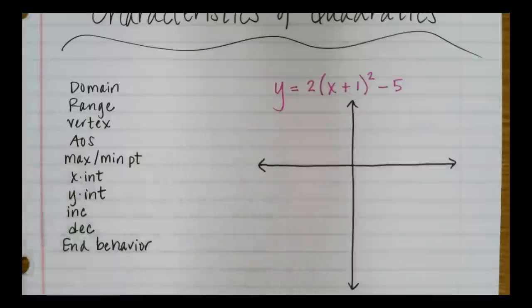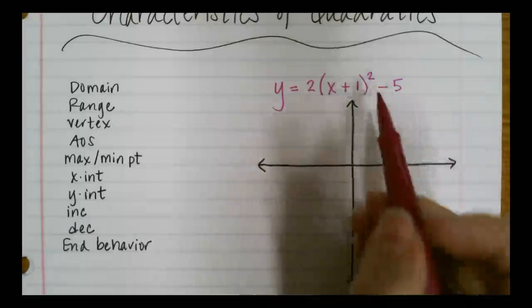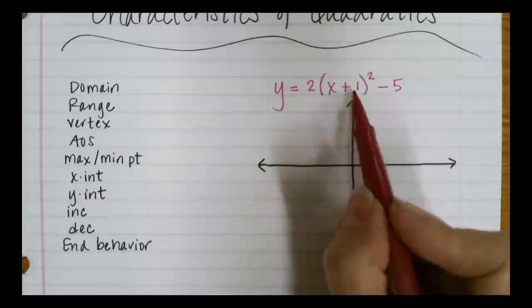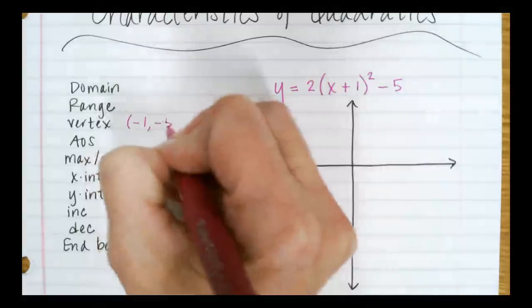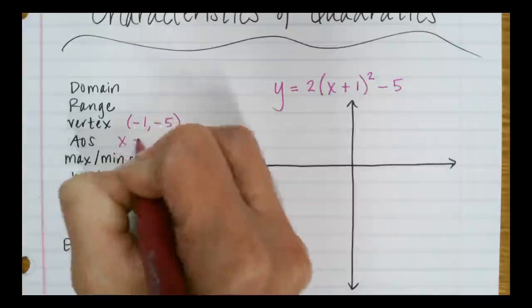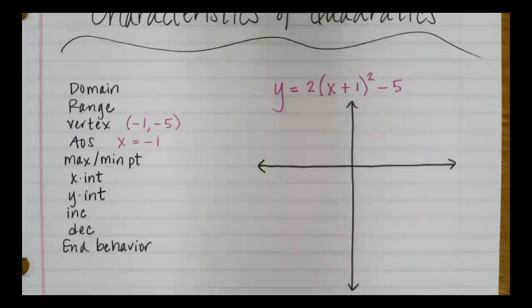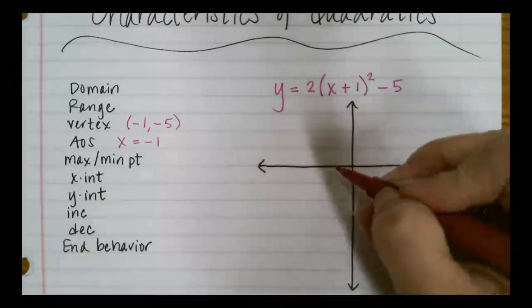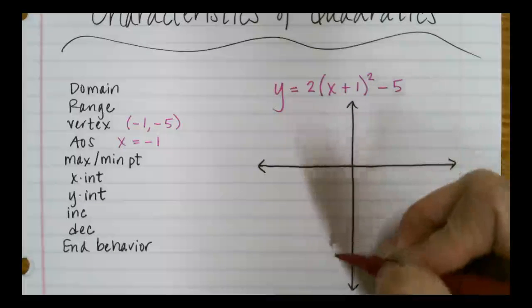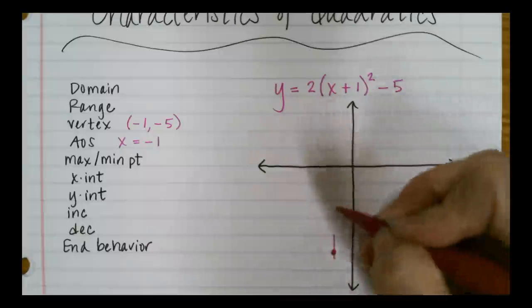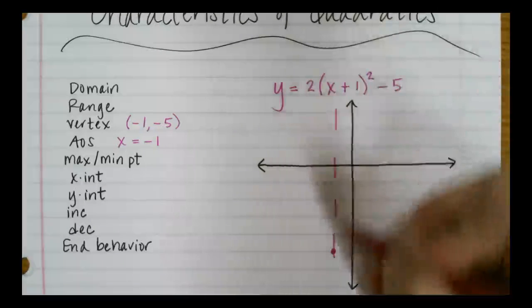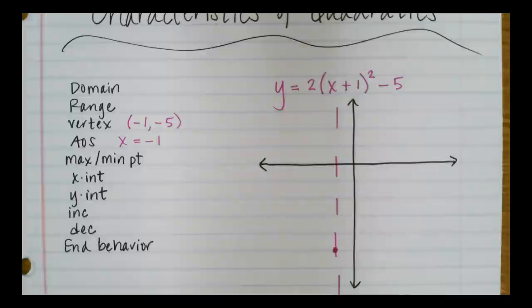We can work through these as we go. First thing, in order to graph this, I need to know where the vertex is. So it looks like the vertex is at (-1, -5). So I know the vertex is (-1, -5), and I know the axis of symmetry is x = -1. So I'll plot -1 and -5, right there. And then I know that the axis of symmetry is right there.